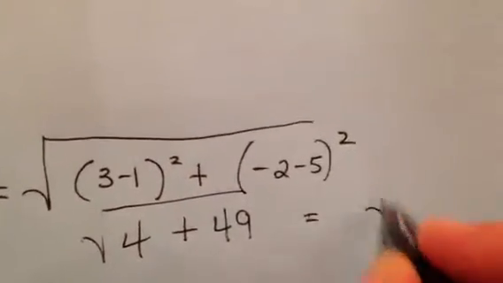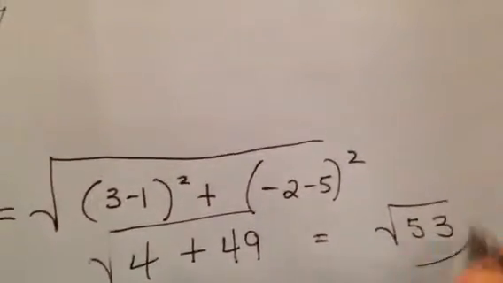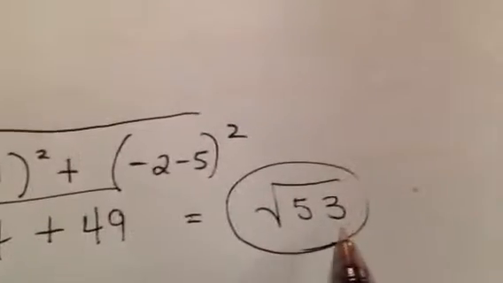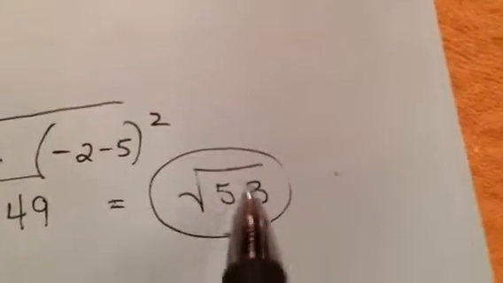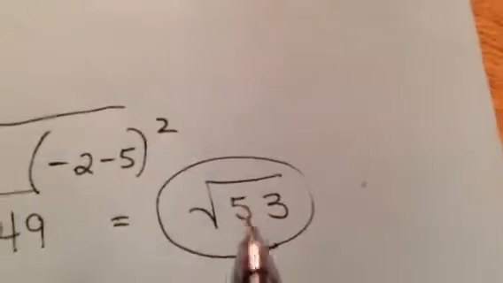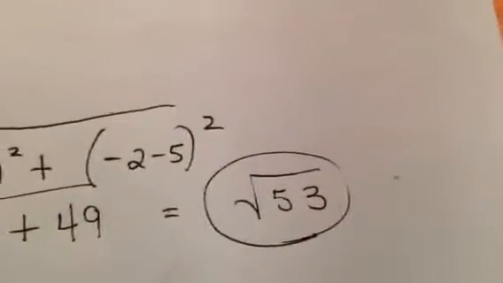So it looks to me like the distance here is the square root of 53. You know, just leave it like this. I don't want a decimal answer. This is perfect, just like it is. If you can simplify it, if there's a perfect square in it, make sure you go ahead and do that.